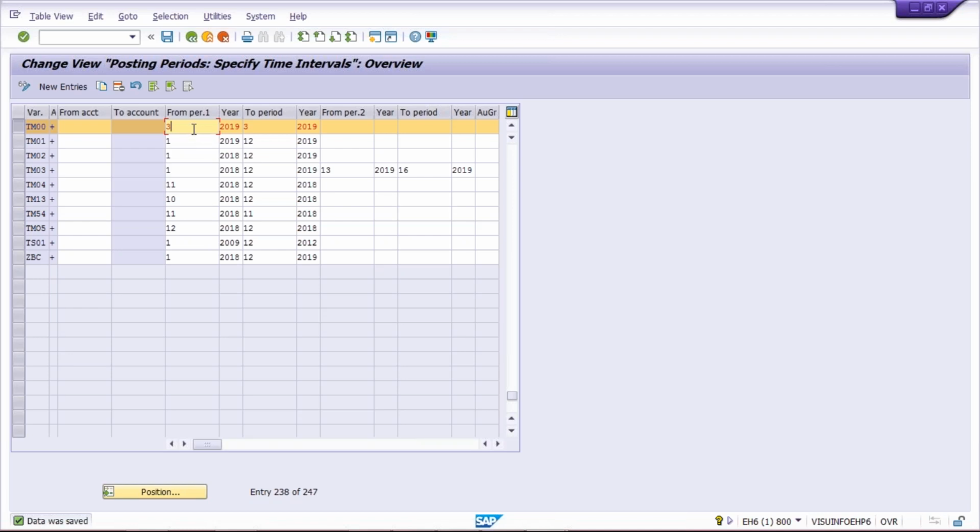Here the March period is open. Now they have to open the February month also. They are going to do it here from period 2. They will open February 2019, and again 2019. So here March is open, February is also open.